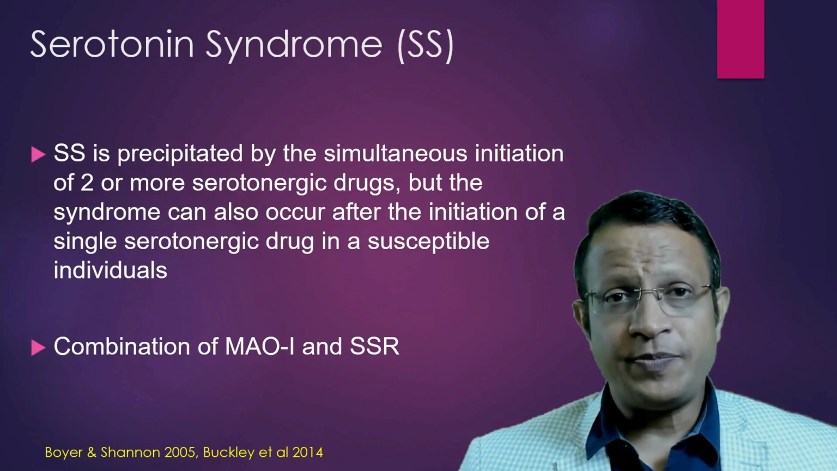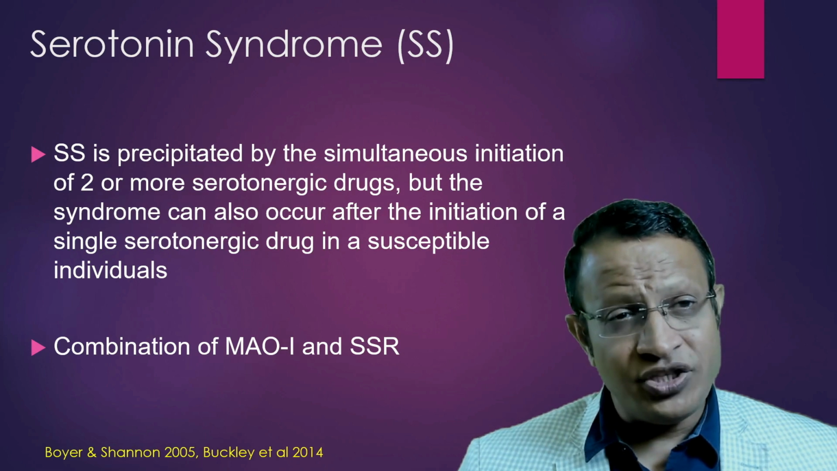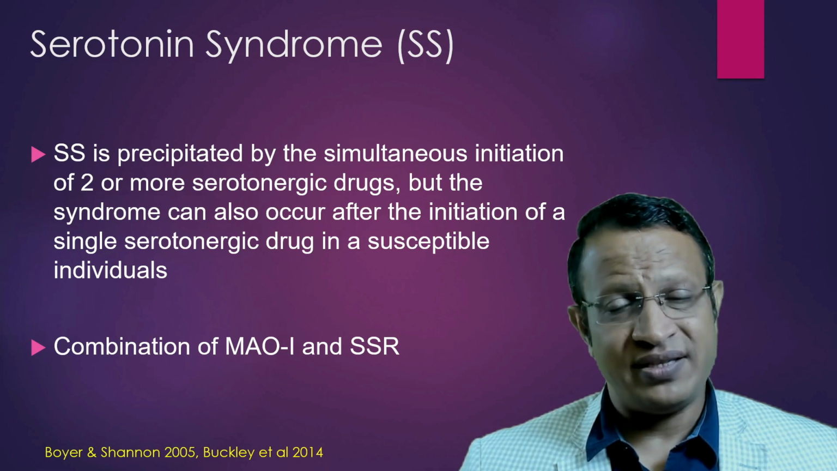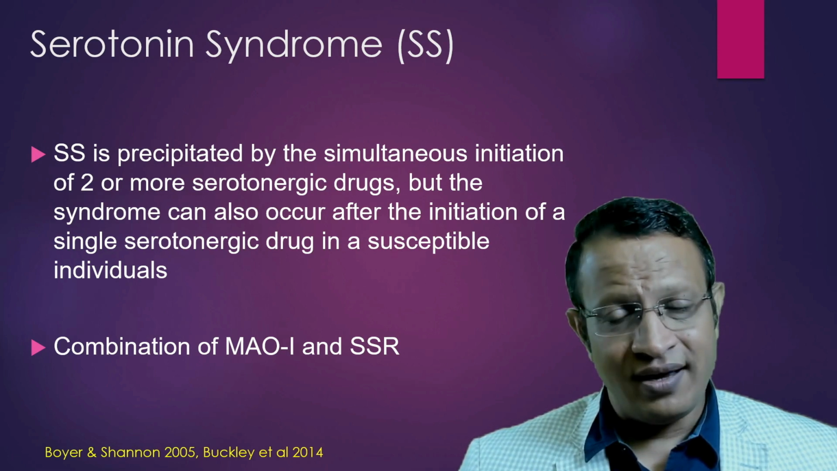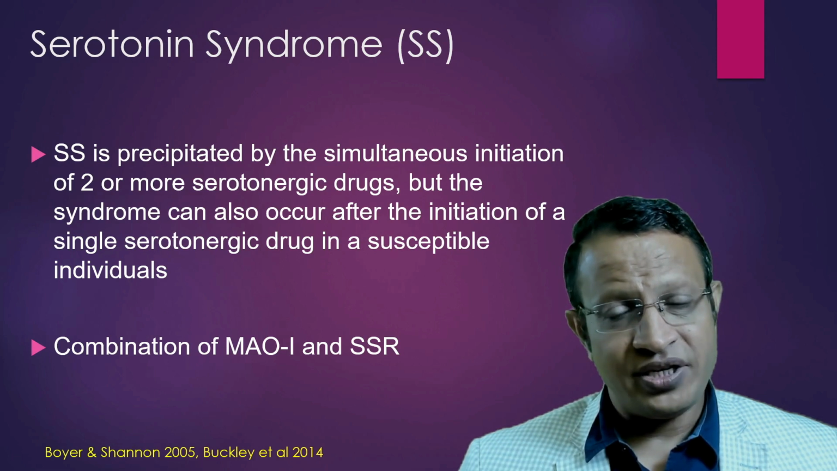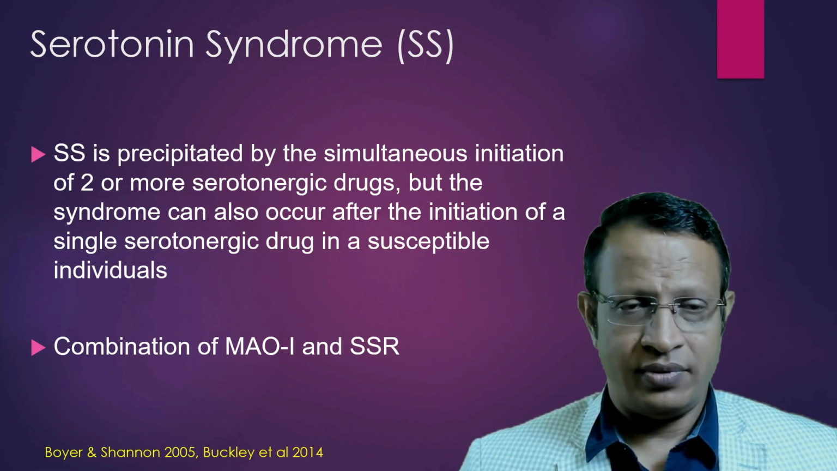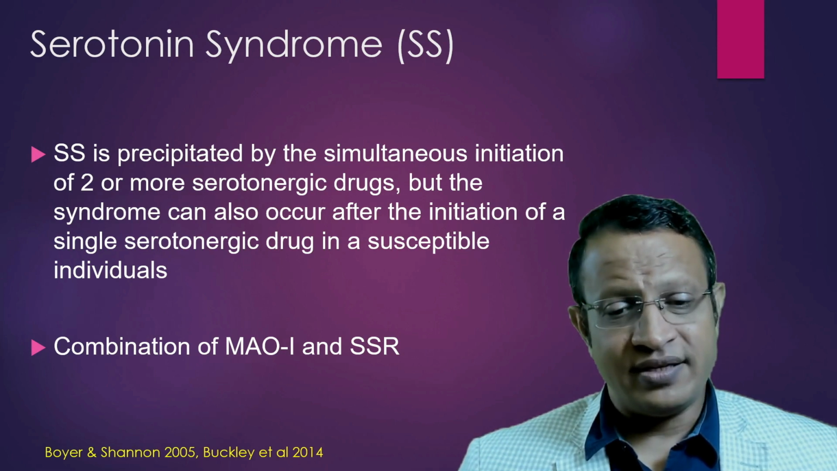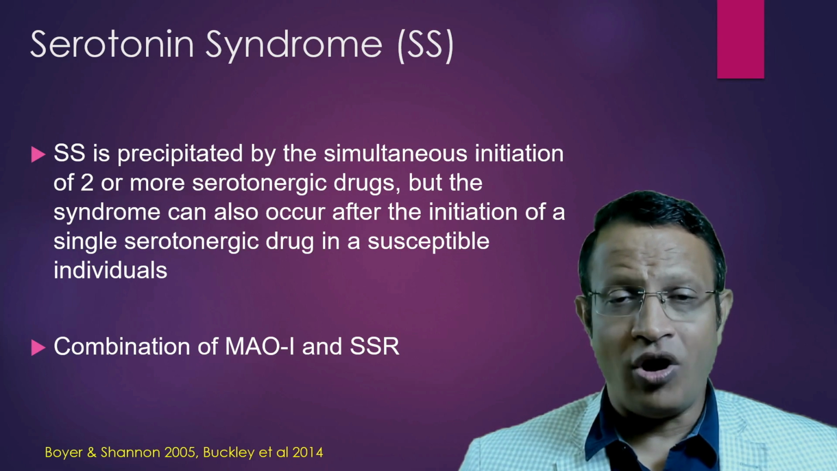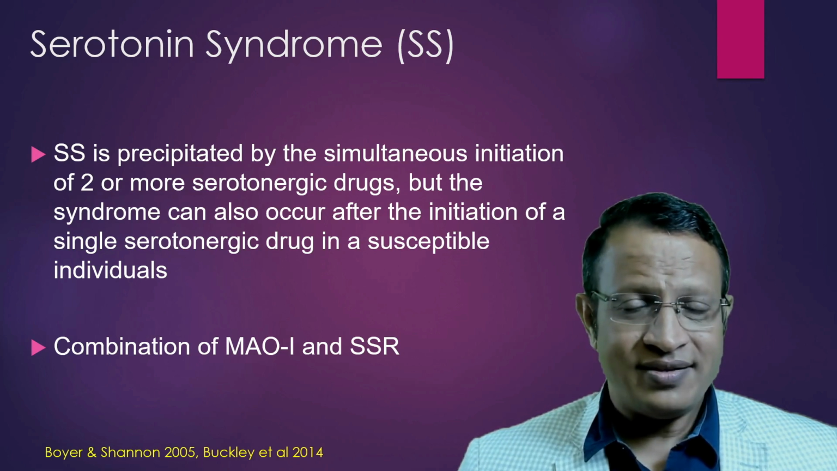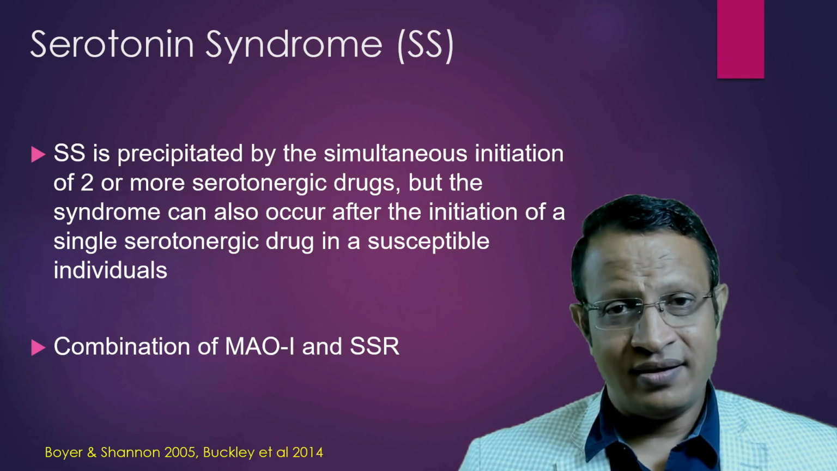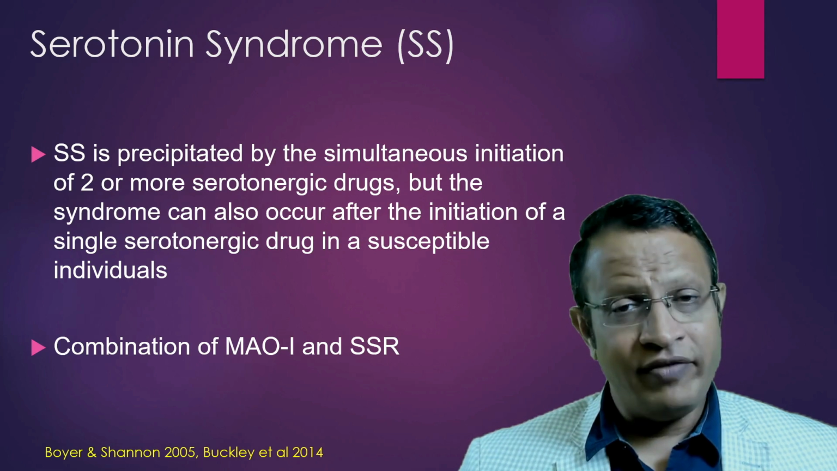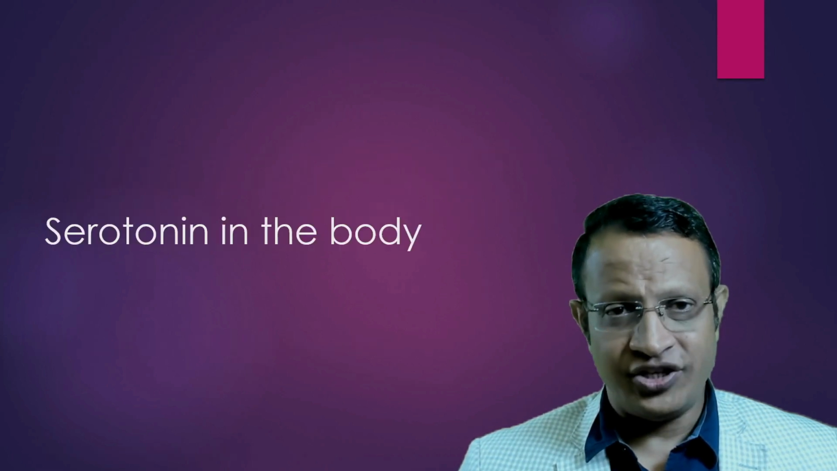Serotonergic syndrome is precipitated by the simultaneous initiation of 2 or more serotonergic drugs. But it can also be seen after initiation of a single serotonergic drug in patients who are susceptible to this syndrome. Further, it is very common when a combination of SSRI and monoamine oxidase inhibitors is given simultaneously. That means there are reasons for this serotonin syndrome to occur. Invariably, it is considered iatrogenic in nature.